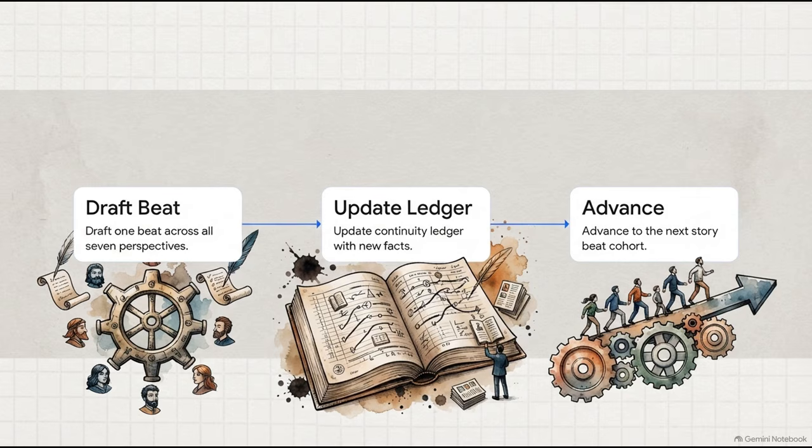Step 1. The authors draft 1 single story beat across all 7 protagonist perspectives simultaneously. Step 2. They update what they call a continuity ledger with any newly surfaced facts. And step 3, they advance together to the next story beat cohort. This preserves referential integrity. It ensures that cross-book dialogue remains perfectly consistent while it's fresh in the authors' minds, rather than trying to retroactively remember what a character said 3 books ago.